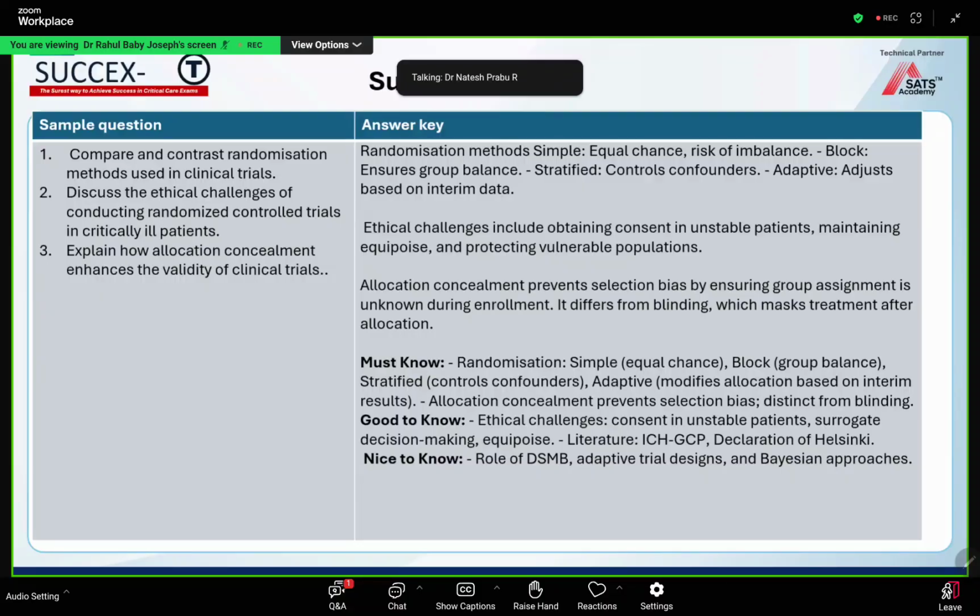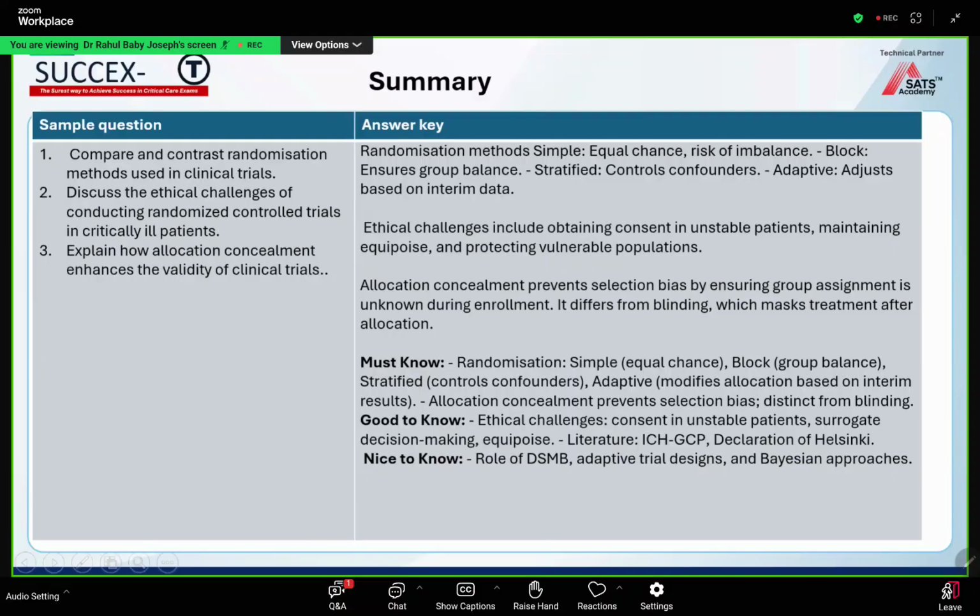So that's why the certification is commonly done. Adaptive trial designs, everyone knows during COVID, many trials used adaptive trial designs and all those things. If you know one example for each from the critical care trials, it'll be very great. If you keep the right example, that is a very good to know concept.